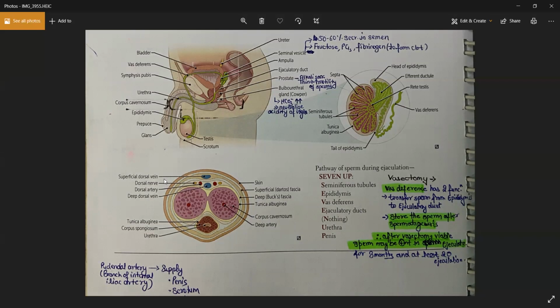You do remember that Step 1 will point at a structure, and they will ask you what structure it could be. So you must know how it looks.